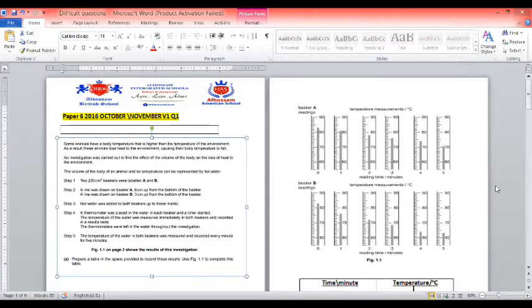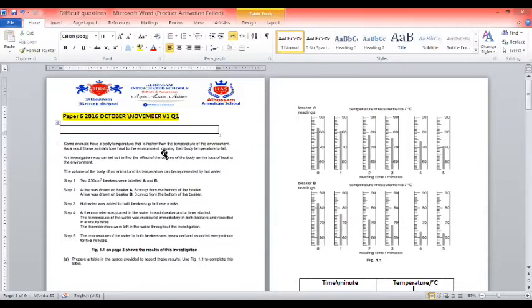So we will begin with paper 6, 2016, October-November, variant 1, question 1. You will find that in most of the questions of paper 6, there will always be an investigation, and you will be asked about this investigation. You will be provided with the idea of the investigation and the steps of the investigation, and you will be asked to present what you have understood. And this is repeated all over the exams of paper 6.